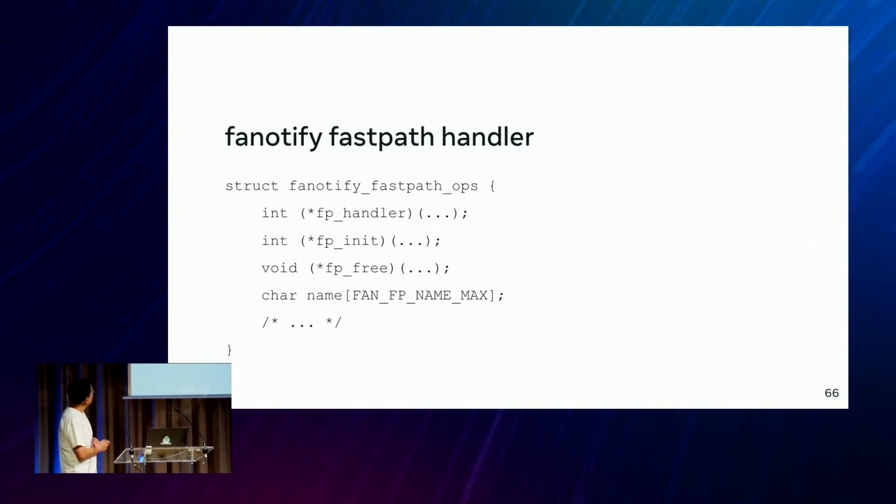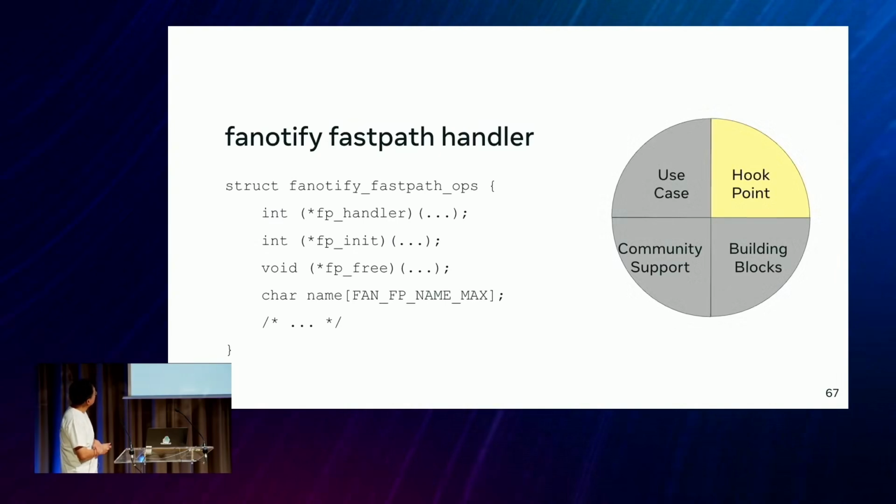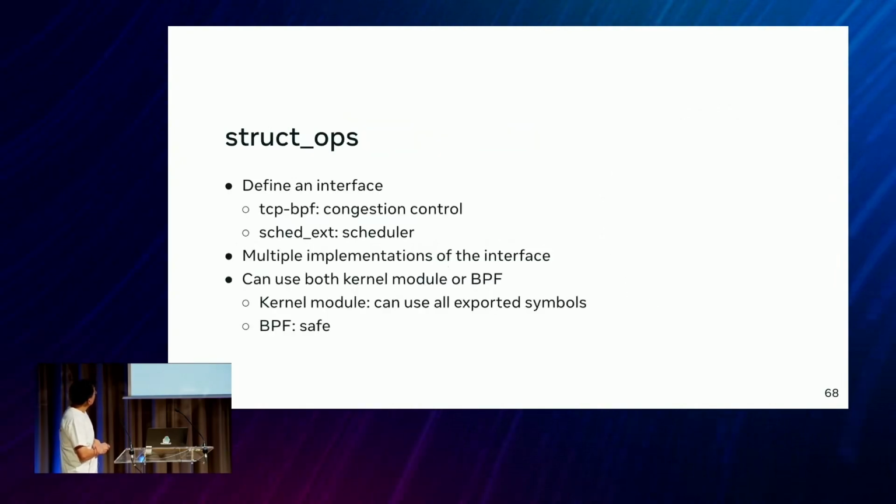So we will have a handler look like this. This is ops. We have the handler, which is the key function here. And we have some init and free operations. And we have a name to refer to this, so we can have different of them in the same system. So we're going to use that with the struct ops. The struct ops starts with defining an interface. Like for TCP, there's struct ops for congestion control. For sched_ext, there's one for the scheduler. And we can have multiple implementations in the system.